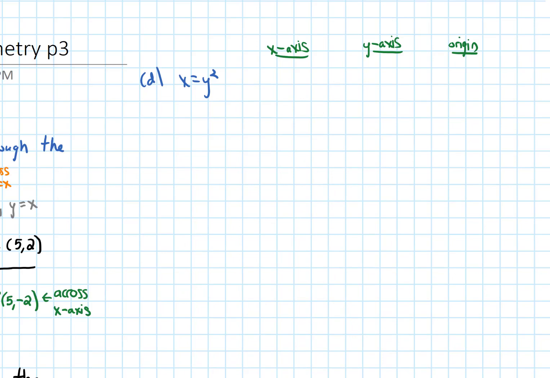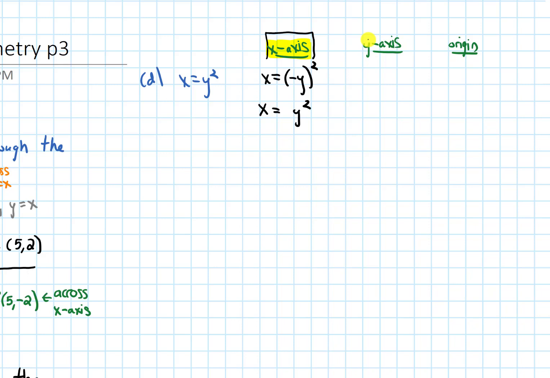All right, let's look at one final example. x equals y squared. So to test for symmetry about the x-axis, I change the y to a negative y. I'll get x equals parentheses negative y being squared. But when I square that negative, it becomes positive. So I'll get x equals just y squared. So that's the same as what I started with. So I do have symmetry about the x-axis. I'm going to box this.